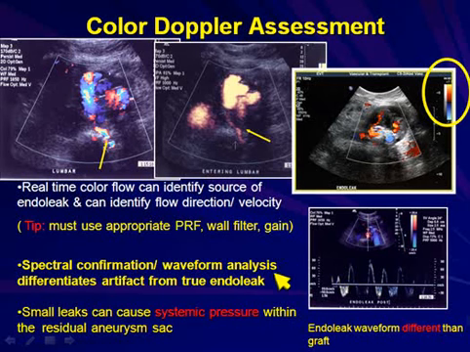We do know that some of these very small leaks can cause systemic pressure within the residual aneurysm sac, and we know that from direct pressure measurements at the time of explantation from some of these patients.